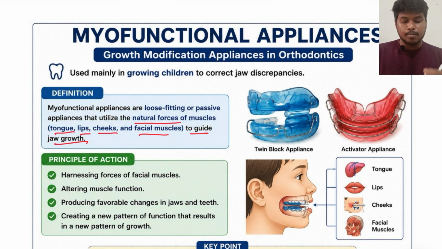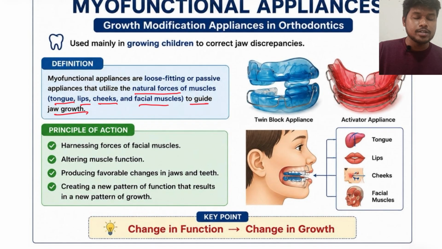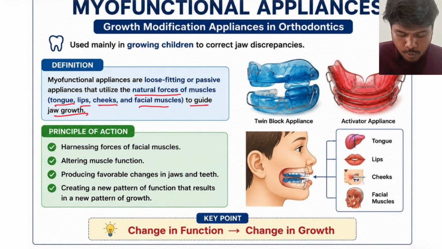Actually, on which principle do functional appliances work? Which principle is it? So let's see one by one. One is harnessing forces of facial muscles. Means we have facial muscles and we will utilize the muscle forces and apply them to the functional appliance, which will work efficiently and correct the discrepancies.